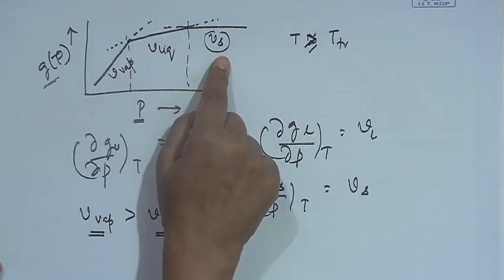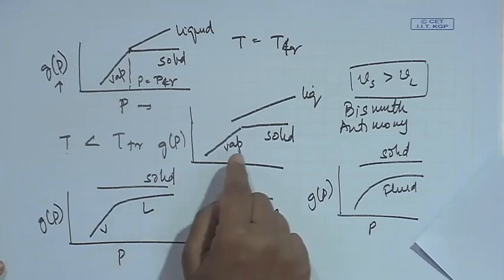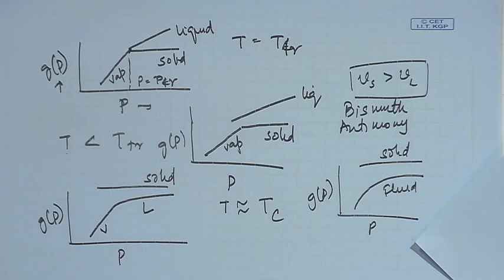But as a hint, it is very evident that more or less the curves get inverted. The situation which you had got for G, this particular situation is going to exist for T less than triple point, and we find that this particular situation is going to exist for T equal to triple point or slightly higher than the triple point.